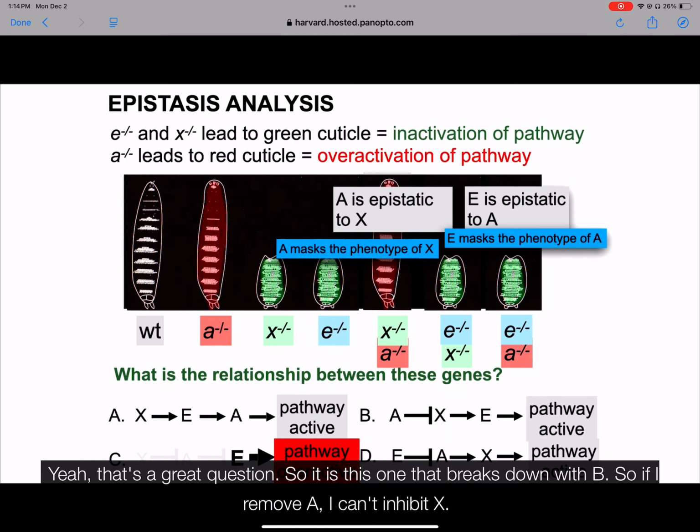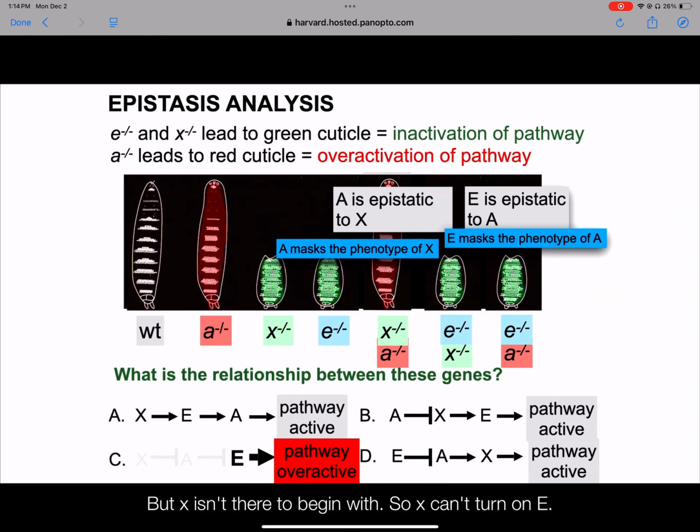Yeah, that's a great question. So it is this one that breaks down with B. If I remove A, I can't inhibit X, but X isn't there to begin with. So X can't turn on E. So what's E's activity going to be? It should be inactive, right? So in this case, the XA double mutant should have been inactive.